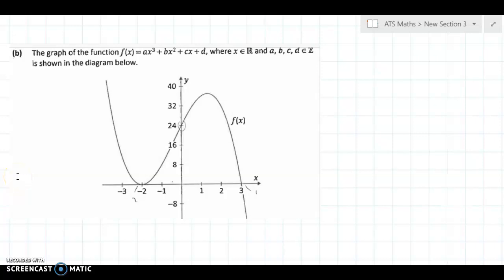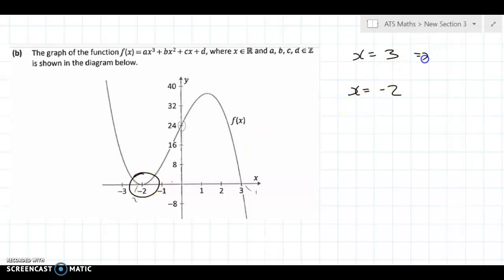Question 3b here, we have a graph of a function, and we're asked to basically get the equation of the function from the graph, right? So we can see here that the roots are x equals 3, and the other root here is x equals minus 2. Now we can see that x equals minus 2 is a touchdown point. It doesn't cross the x-axis.